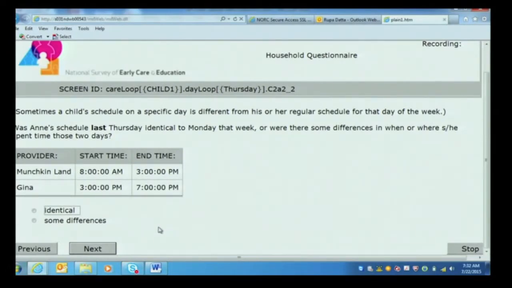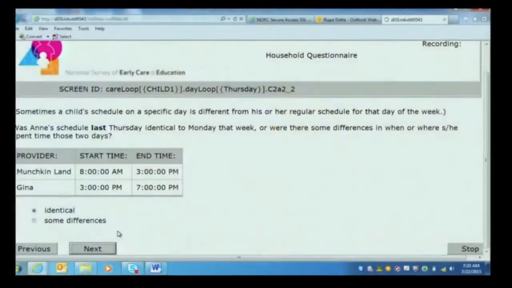Okay. Was Anne's schedule last Thursday identical to Monday that week, or were there some differences in when or where she spent time those 2 days? So we've done Monday, Tuesday, and Wednesday. We had previously said that Thursday was the same as Monday. Now that Thursday comes up in the order of the days of the week, we're just confirming what the plan was. And in fact, they were identical.